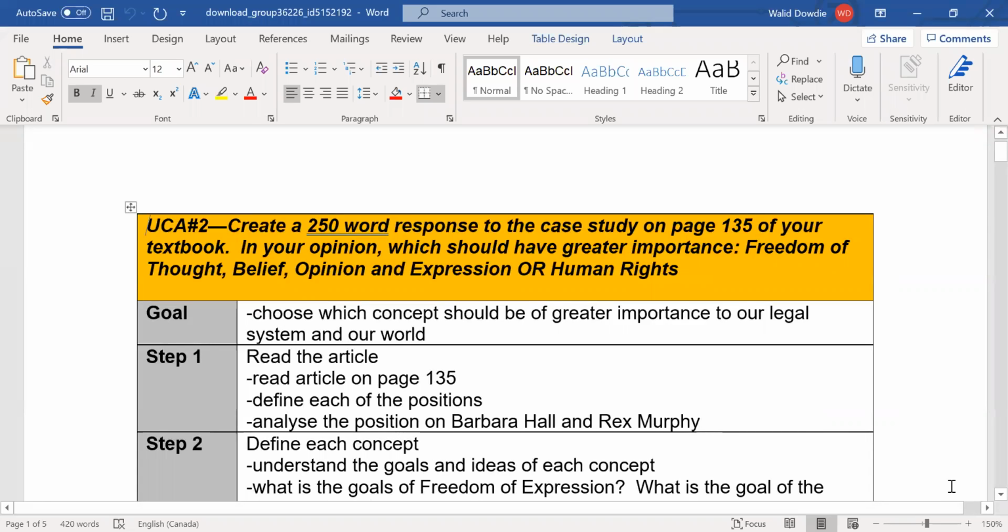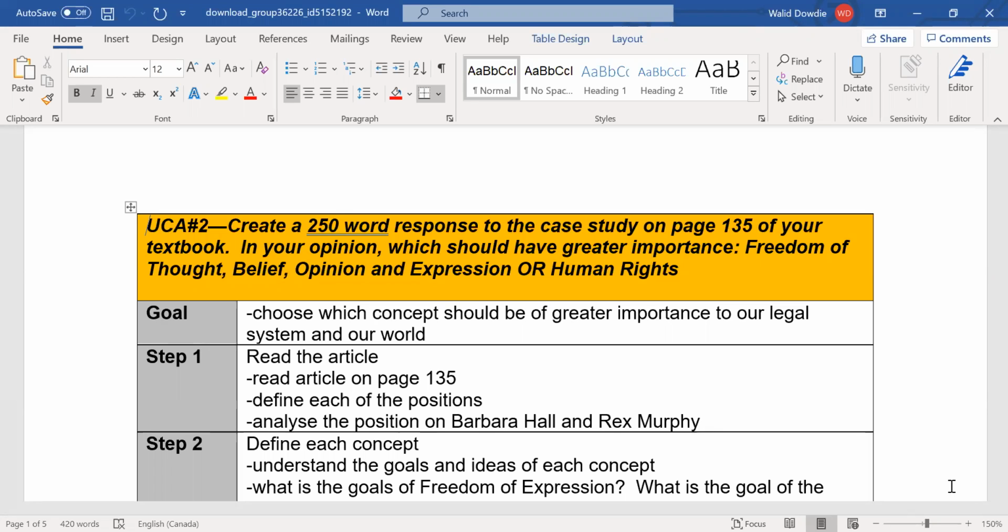So the assignment is, again, repeated: you have to write a speech to respond to the case study on page 135. I will look at it quickly after I do this, just to refresh and get you guys thinking about it and to set you up. The goal is to choose which concept would be of greater importance to our legal system in our world, which means you have to think about which one you think is more important. You're not saying the other one should be ignored or forgotten about. You're ranking them and saying which one is more important and why.